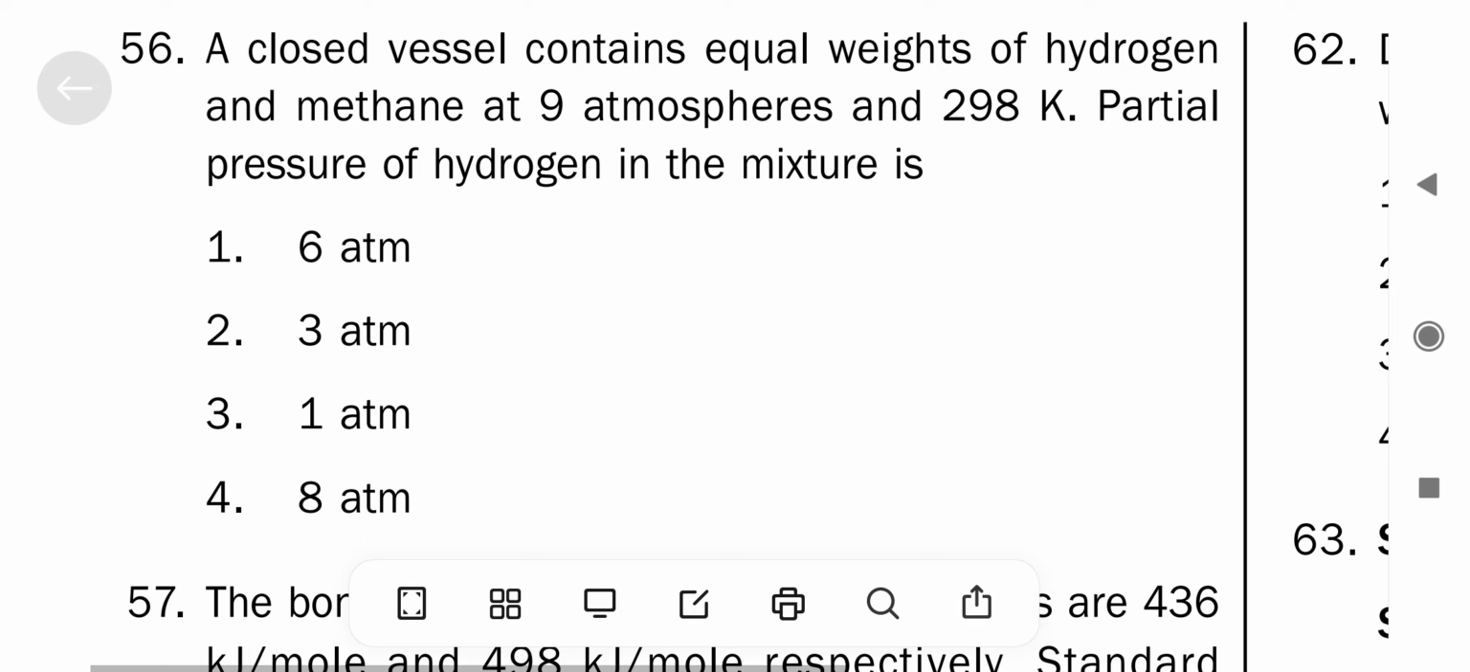Then partial pressure of hydrogen is equal to total pressure P total into mole fraction of hydrogen. Total pressure is given 9. Mole fraction is nothing but number of moles of that by total number of moles. This is nothing but 8 atm, or 8 Pascal, whatever is given to you. It is given 9 atmospheres, so your answer is 8 atmospheres for hydrogen.